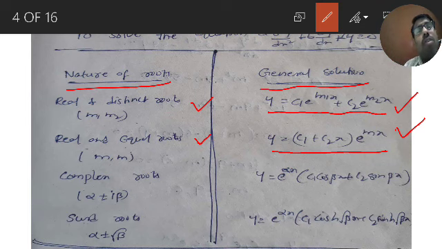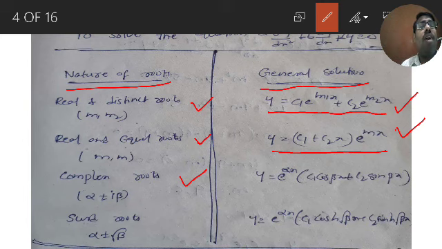Now coming to the complex roots. Complex roots exist in conjugate pairs. If alpha plus i beta is a root, then alpha minus i beta is always a root. So they always exist in a pair. Complex roots in bracket I have given alpha plus or minus i beta, that is alpha plus i beta is one root and alpha minus i beta is the second root.